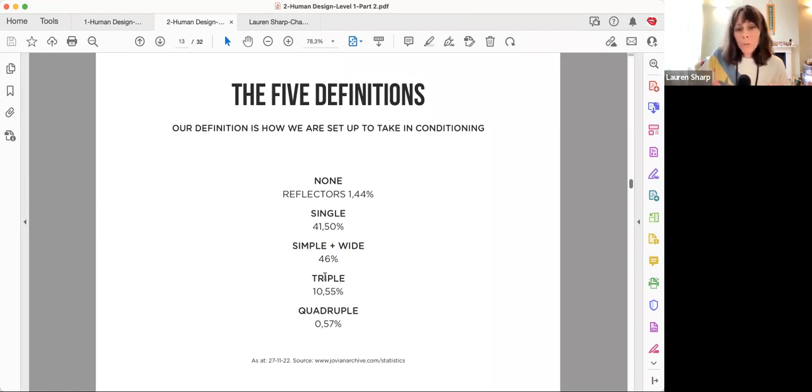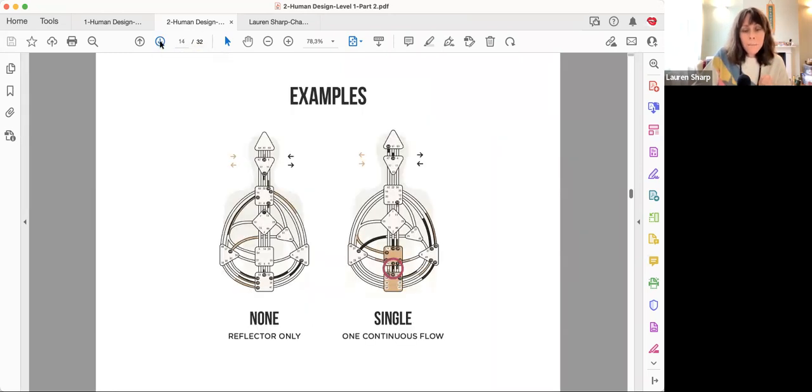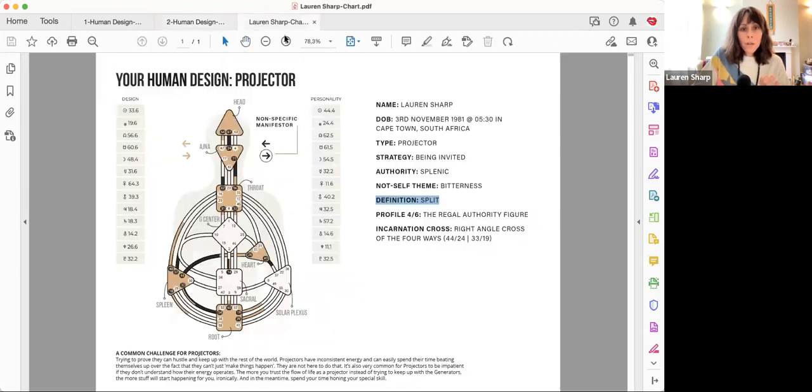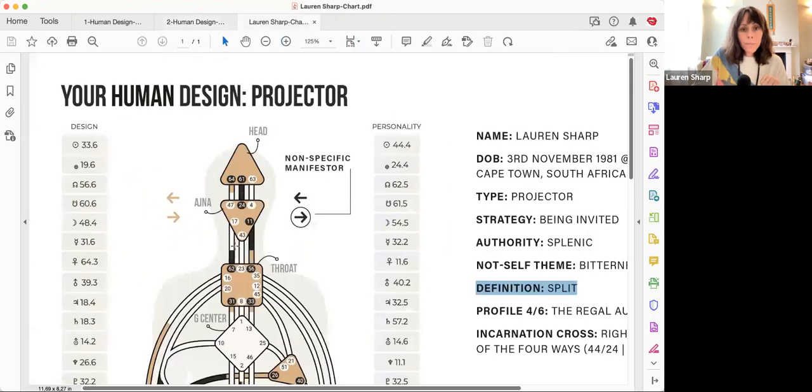And then we have triple and quadruple. So these are the ways you're defined. And now you're thinking, okay, what does definition mean exactly? Definition means that if you look at your channels in your chart, and I'll use my chart here as an example for you.